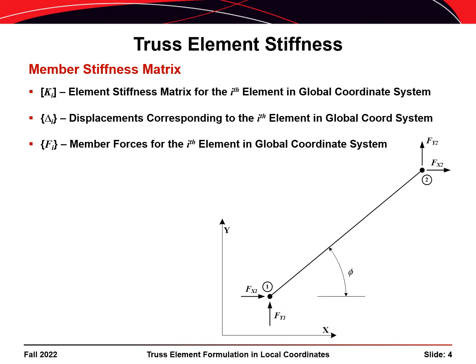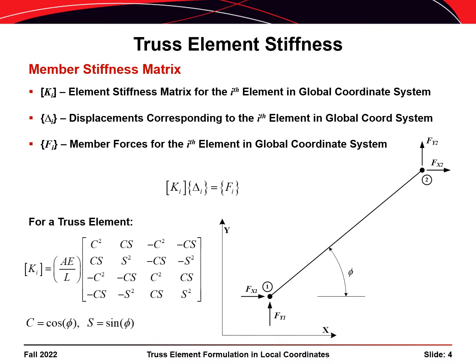When we looked at the member stiffness matrix for a truss element in the first analysis presentation, we calculated it in the context of a global coordinate system, where we have a force in the x direction and a force in the y direction at each end of the member. And then we multiply the stiffness matrix K sub I by the element displacement vector delta sub I to obtain the force vector F sub I. This force vector F sub I is also referred to as the member end actions.